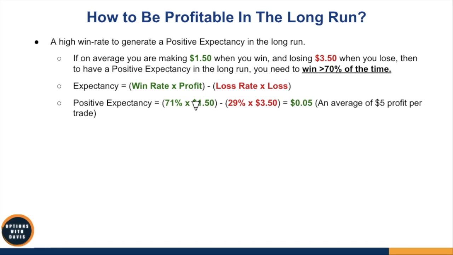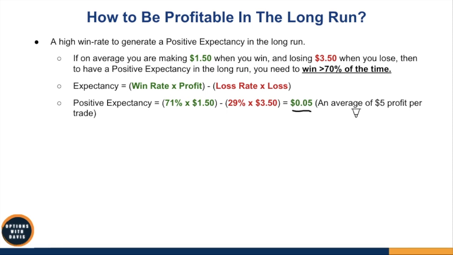So what you do is $1.50 down here, you times 71%, and then let's say your loss rate is 29% times $3.50. You can see that you actually get a positive 5 cents on this trading strategy. So what it means is that on average, you make $5 profit per trade, right?